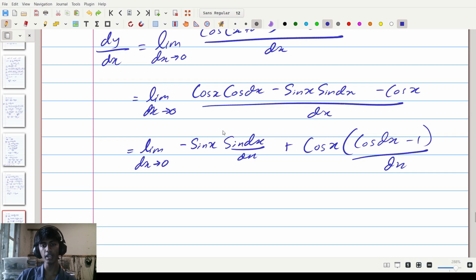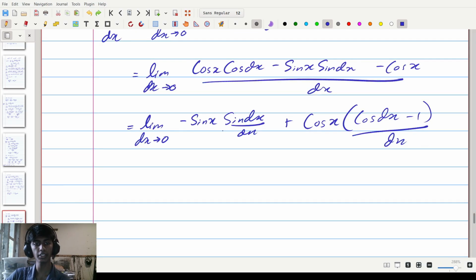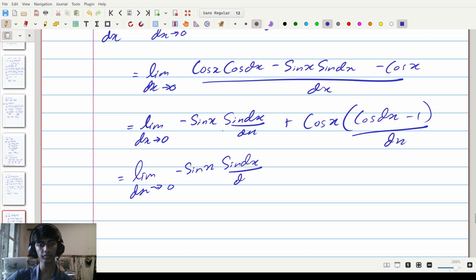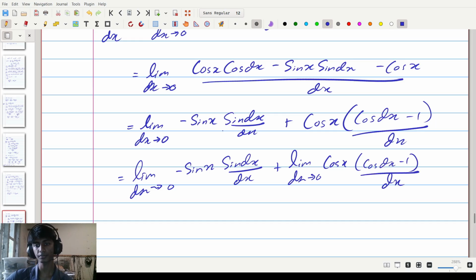Again, we're going to break this limit into two limits. We're going to take this part and take it separately, take this part and take it separately. On the left side, what we're going to have is the limit as dx approaches 0 of negative sine x times sine dx by dx, and then plus again the limit as dx approaches 0 of this time cosine of x times the cosine of dx minus 1 over dx.